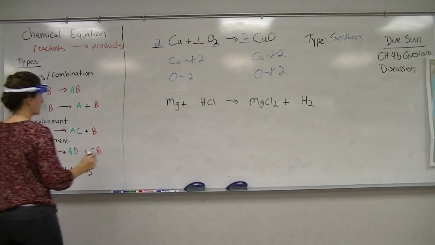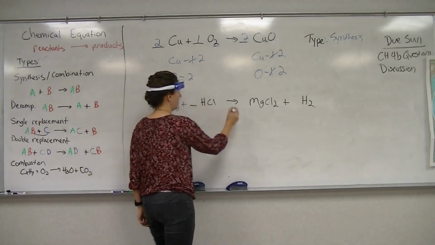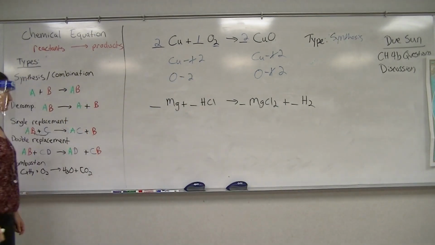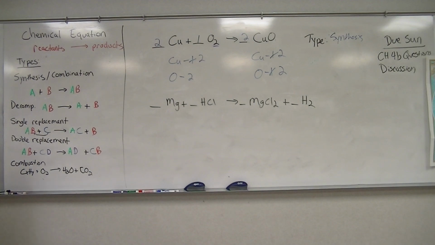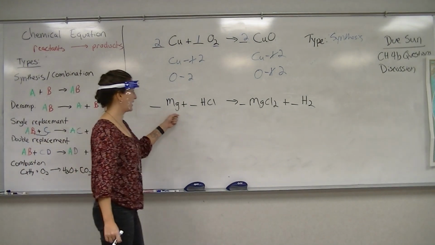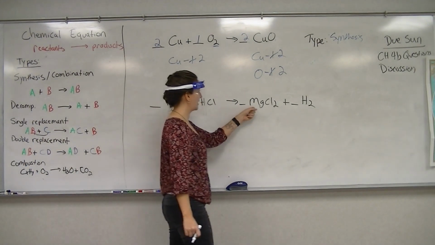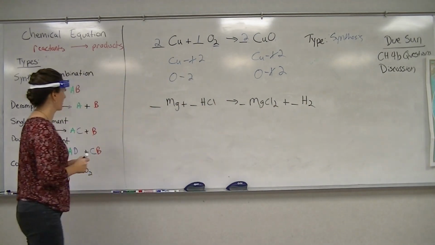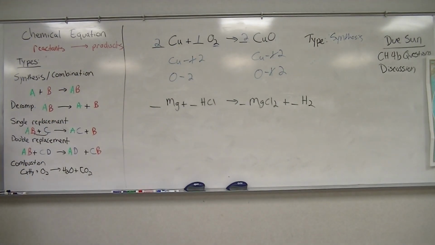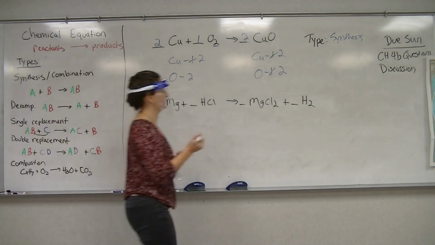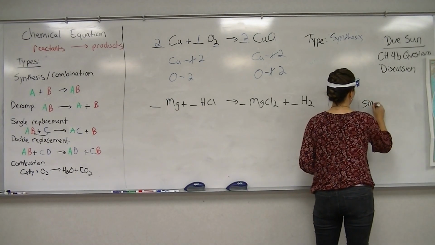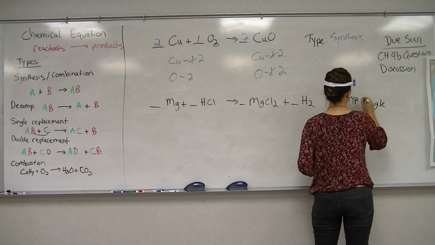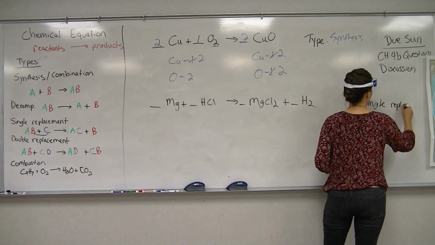So we're going to identify what type, and then we'll go ahead and balance. We have magnesium reacting with hydrochloric acid to make magnesium chloride and H2. They kick out, so that would be... It is the single, yes. And while we're looking at this one, let me talk about something else quickly. Type is single replacement.